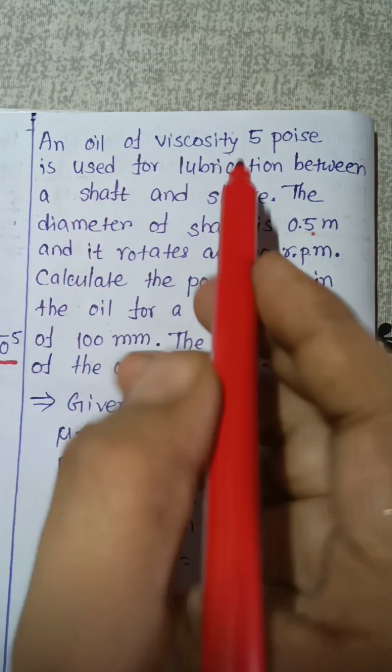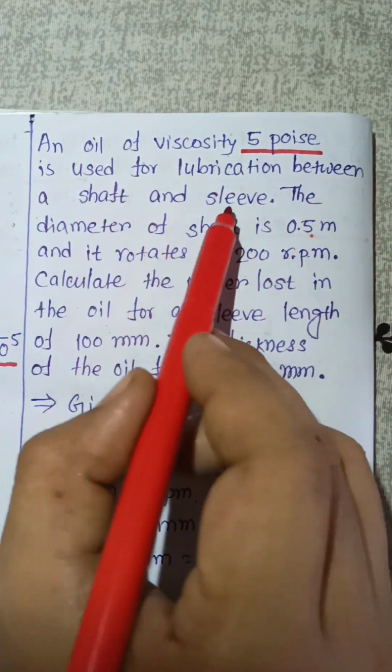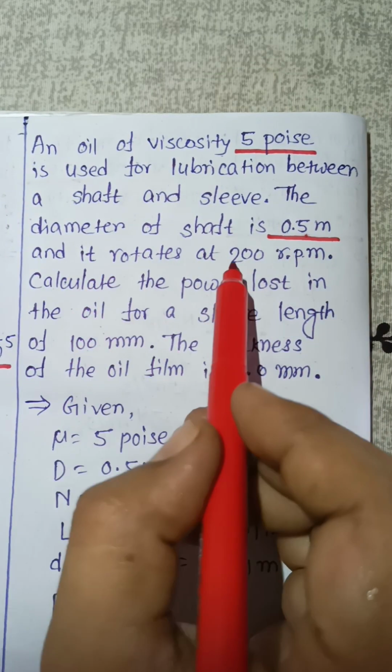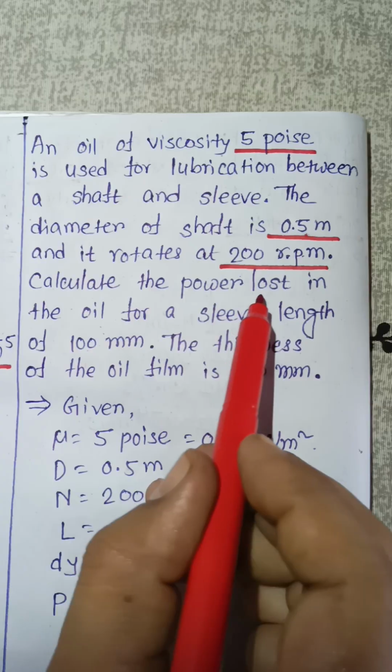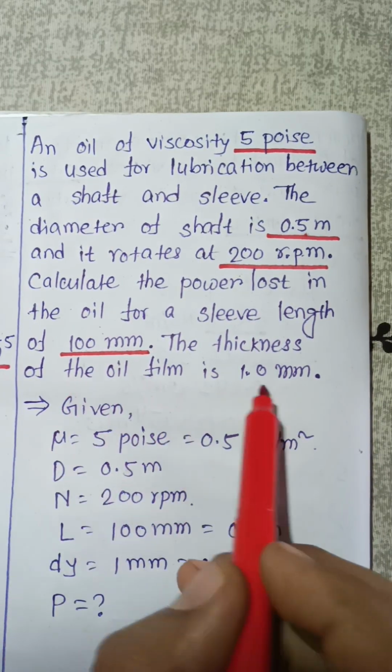An oil of viscosity 5 poise is used for lubrication between a shaft and sleeve. The diameter of shaft is 0.5 meter and it rotates at 200 rpm. Calculate the power lost in the oil for a sleeve length of 100 mm. The thickness of the oil film is 1 mm.